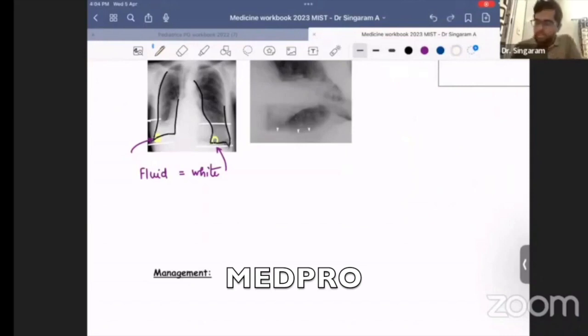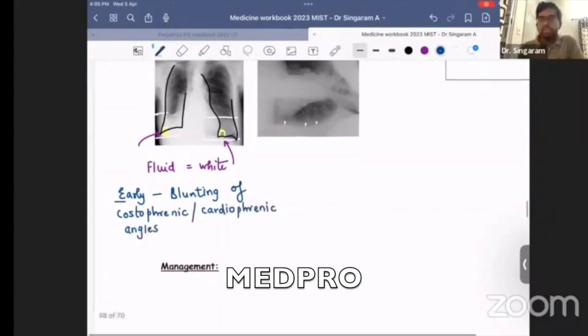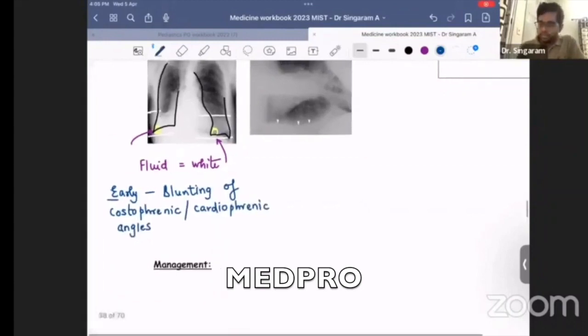What is it called? It is called blunting. The early finding would be blunting of the what? Blunting of the costophrenic or cardiophrenic angles. That is the early sign. That is what you need to remember. Please make a note of this.